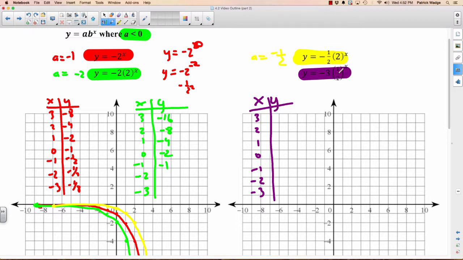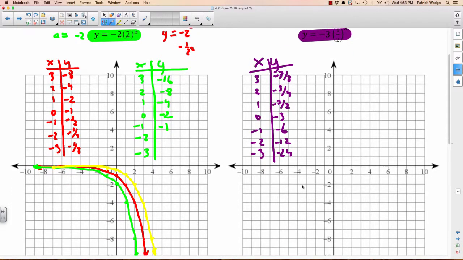So we'll actually do this. 1/2 cubed is 1/8 times -3 is -3/8. 1/2 squared is 1/4 times -3 is -3/4. 1/2 to the first power is 1/2 times -3 is -3/2. 1/2 to the 0 power is 1 times -3 is -3. 1/2 to the -1 is 2 times -3 is -6. 1/2 to the -2 is 4, because you flip it and then square it, you get 4 times -3 is -12. And 1/2 to the -3, flip it, you get 2. Then cube it, you get 8, and then multiply by -3, you get -24.